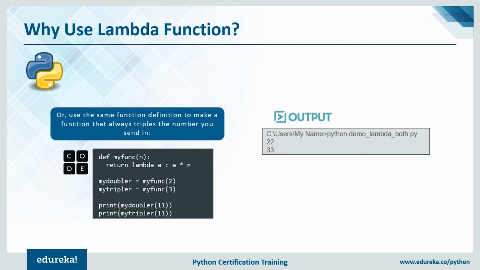So here's another last example. We can use the same function definition to make a function that triples the number that you send in. What I want you guys to notice is the function definition. It remains the same. So define myfunc of n, return lambda of a times n, perfectly the same. My doubler, myfunc with 2, so 2. My tripler equal to myfunc of 3. So I want to triple it, so multiply by 3. As soon as I print mydoubler of 11, 11 times 2, 22 is the first output that I get. Print mytripler, 11 times 3, 33. That is the second output that I get.